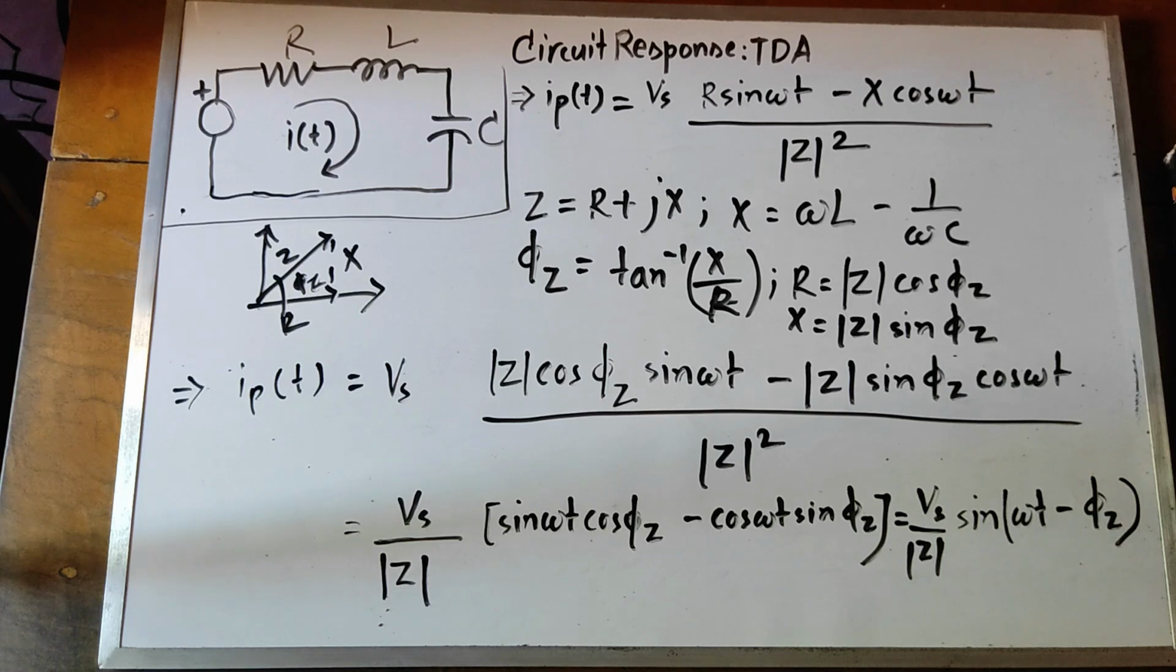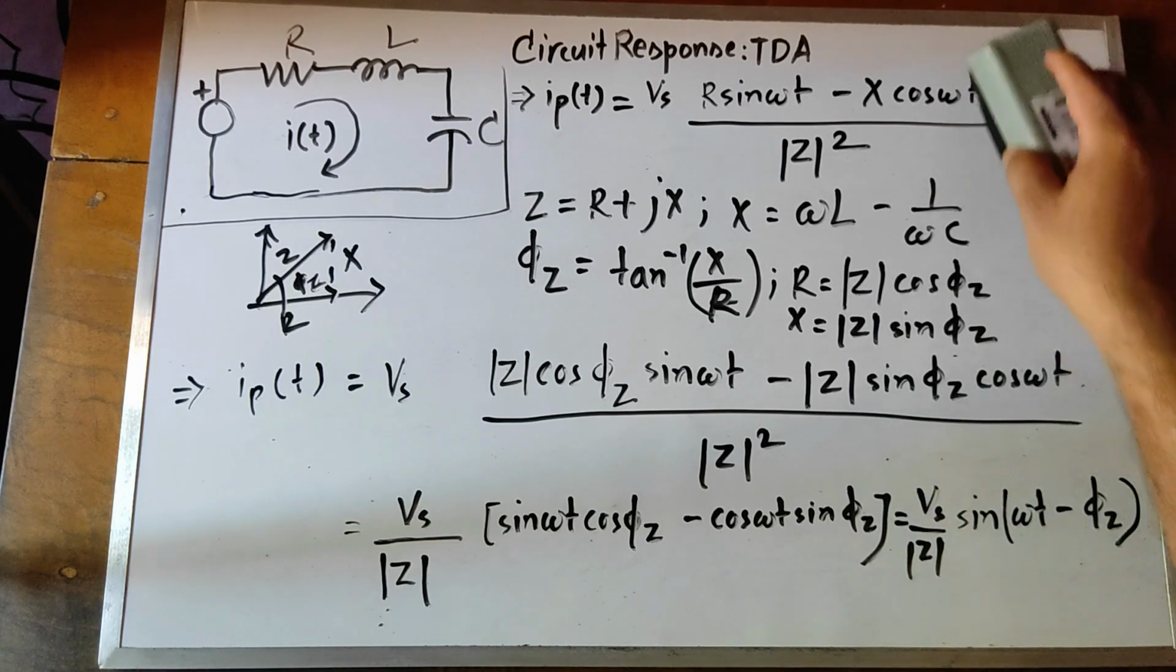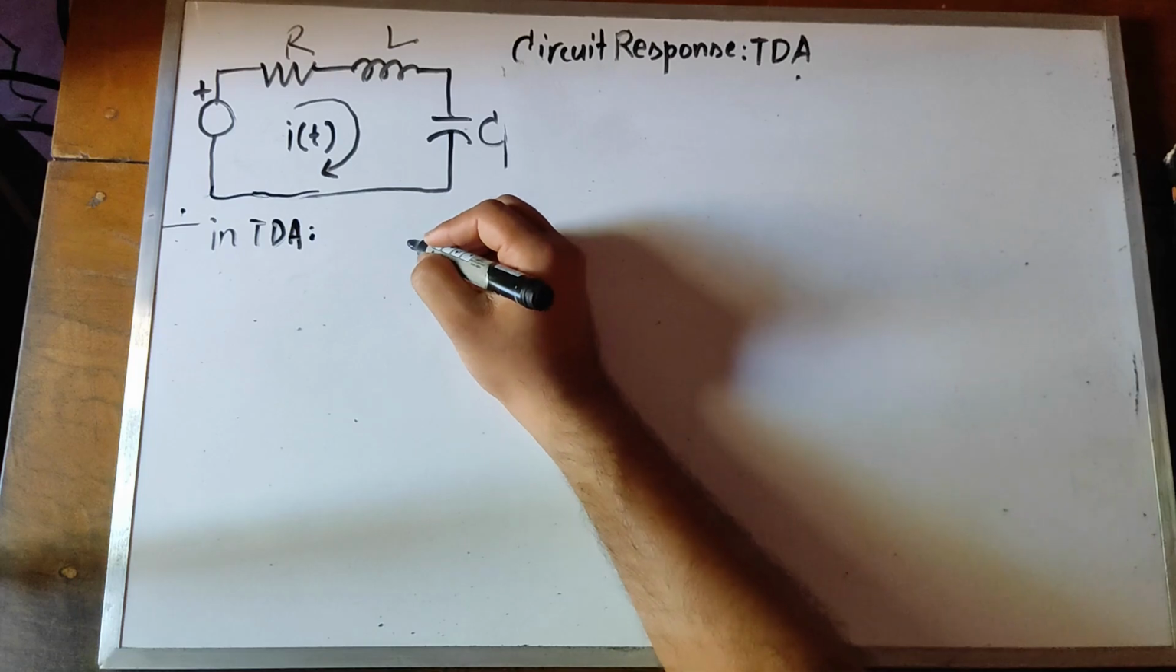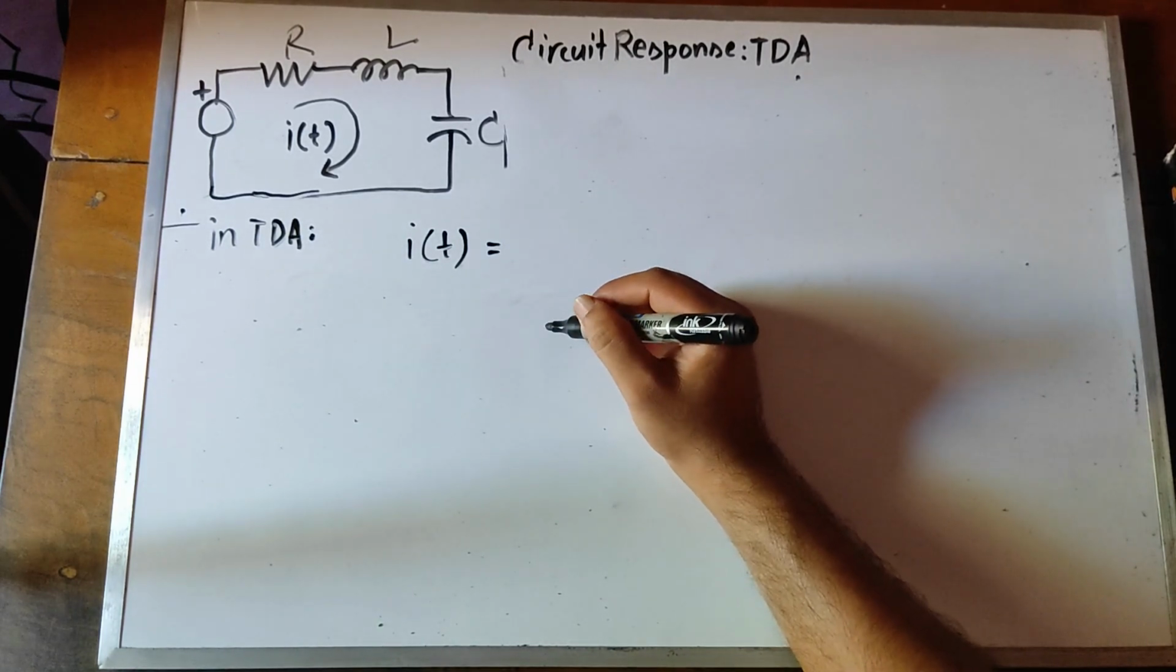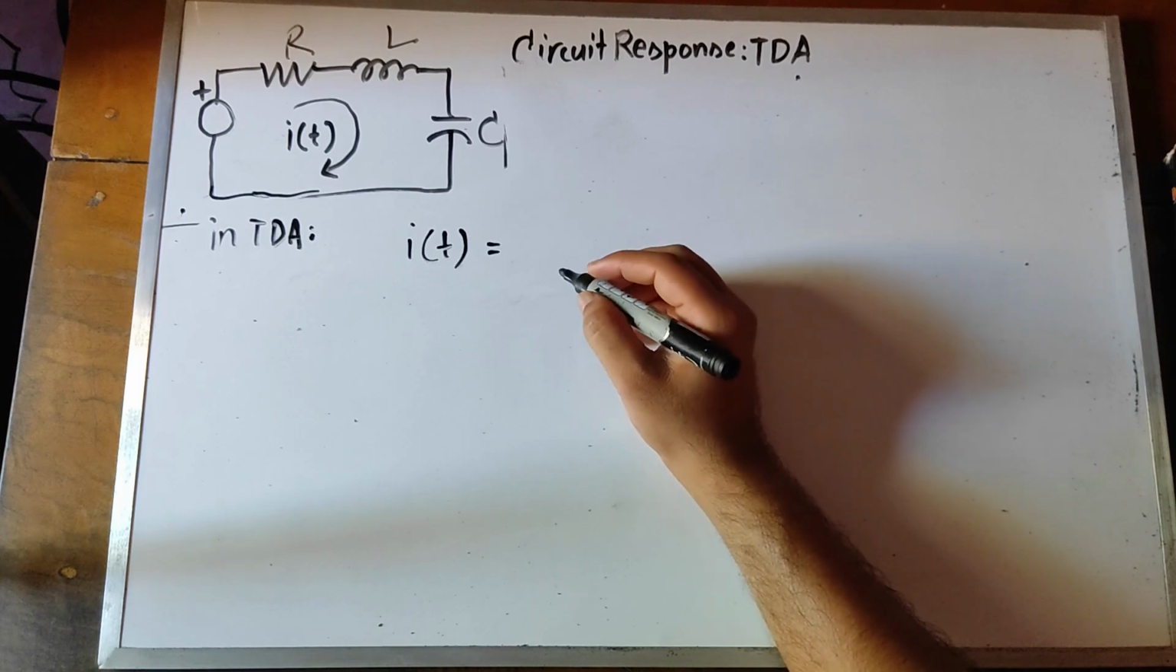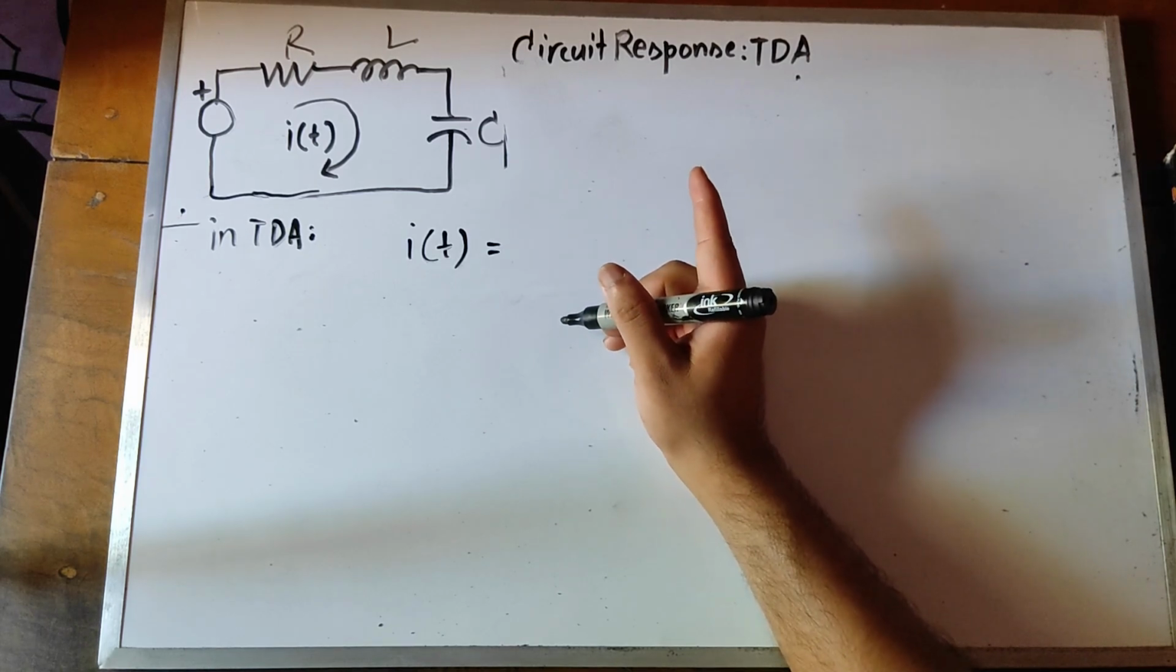So I think you have understood it well. This is very easy and intuitive. There will be a phase shift in the current response, and this is very beautiful. So I have found the circuit response, which is the current response. I'm not writing the transient part.